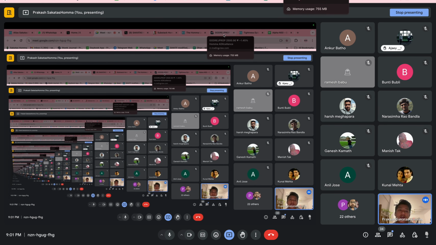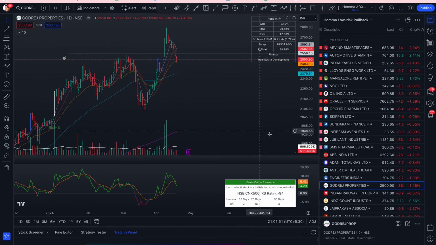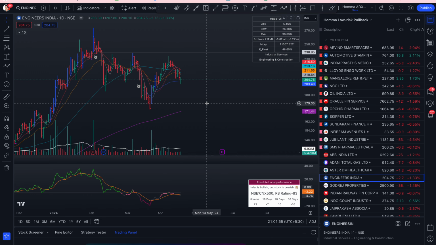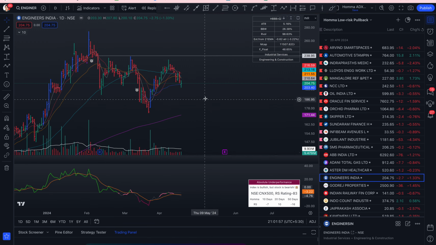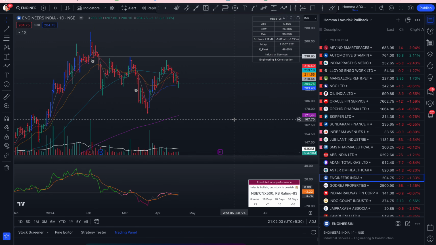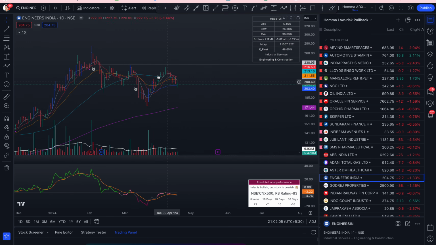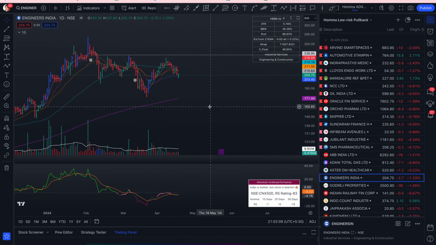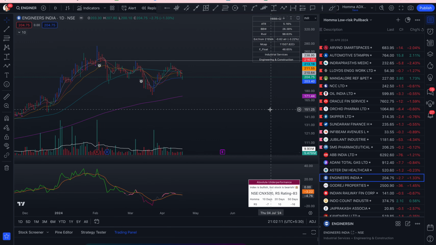Inverse head and shoulders. Yeah, it is. It's just that if I were to enter now, I wouldn't enter on anticipation entries, which are below zero Mars, right? But it's a very low risk and good stock.